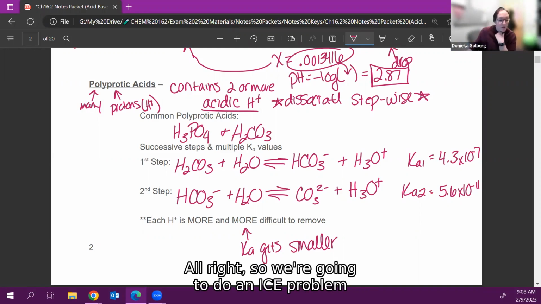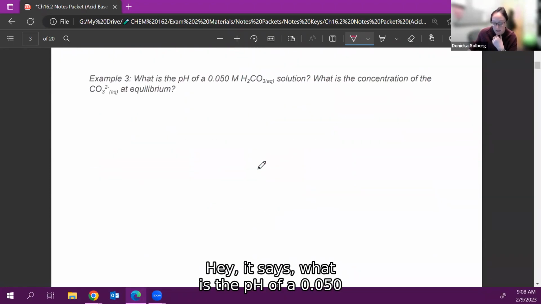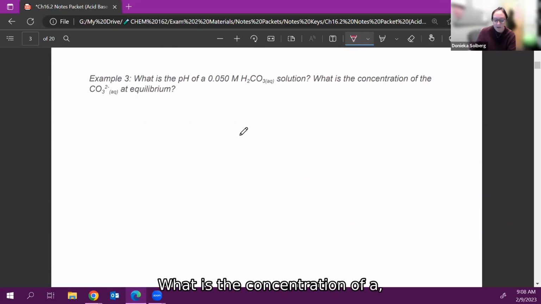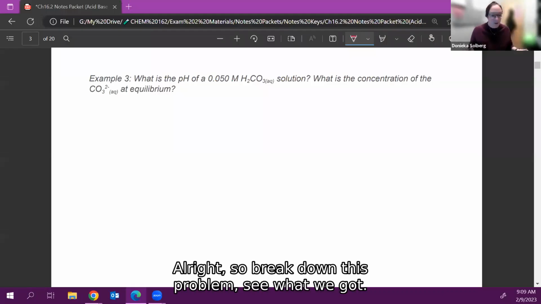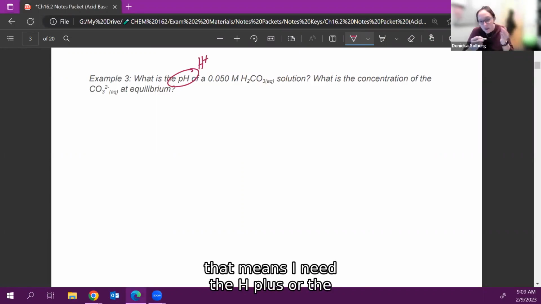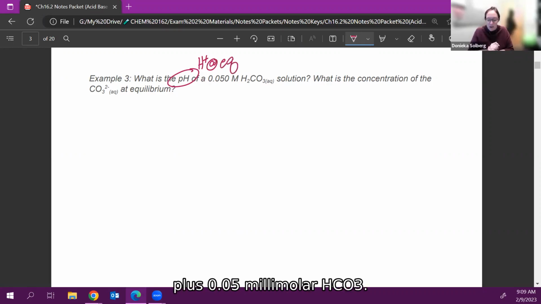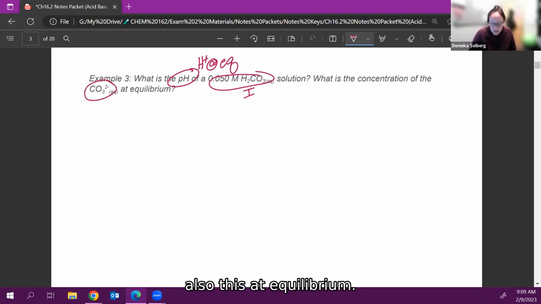All right, so we're going to do an ICE problem that has to do with a polyprotic acid. Okay, it says, what is the pH of a 0.050 molar carbonic acid solution? What is the concentration of carbonate, excuse me, at equilibrium? All right, so break down this problem, see what we got. What do we need to find? I want to know pH. That means I need the H plus or the H3O plus concentration at equilibrium to find that. pH goes with H plus, okay? 0.050 molar H2CO3, that means that's what I put in initially. And then I want to know the concentration also of this at equilibrium.